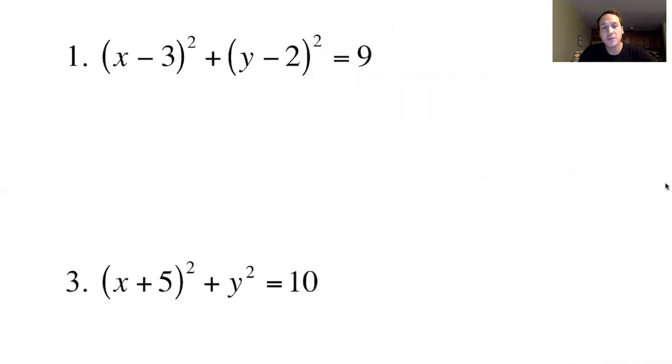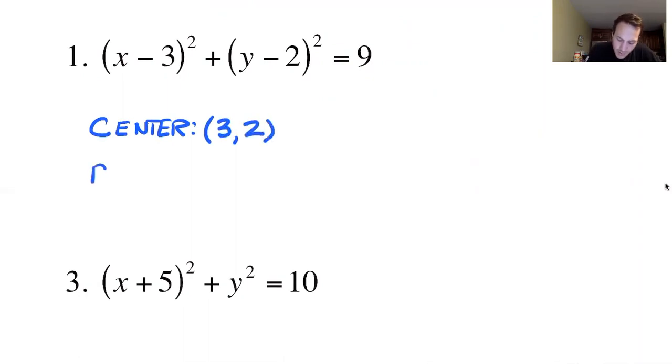Now, it's very similar to the vertex. Anytime I'm in parentheses, I take the opposite of it. So in order for me to find my center here, our center comes from the opposite of -3, the opposite of -2. Now this is how I find the radius. The radius is always the square root of 9, which is 3.